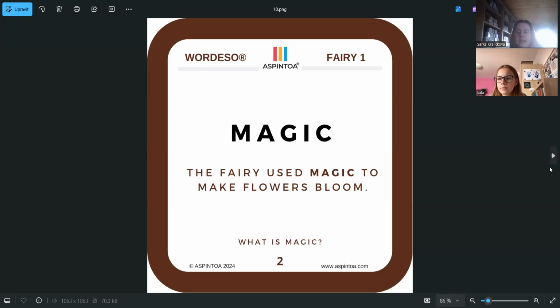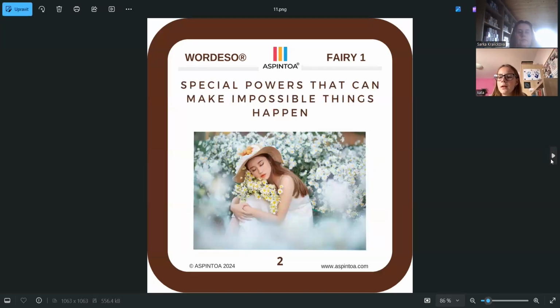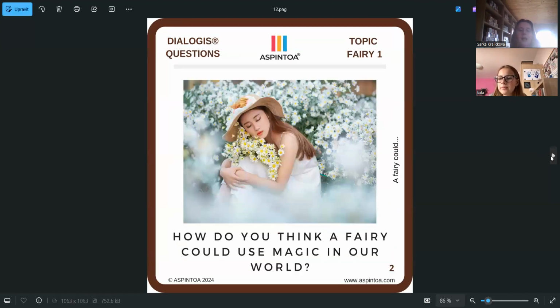Okay. So what is magic? The magic is special powers that can make impossible things happen. Impossible. Yeah. So do you think that something is impossible, like to have a beautiful castle? But when you ask fairy, she will make it possible. Yes. Okay. So how do you think a fairy could use magic in our world?